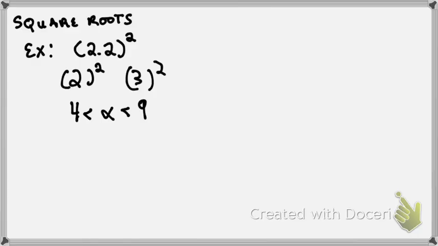All right. And one more point that I would like to make is that since the value that we have is 2.2, and 2.2 is closer to 2 than it is to 3, the answer will be closer to 4 than it will be to 9. All right. So let's do another example.